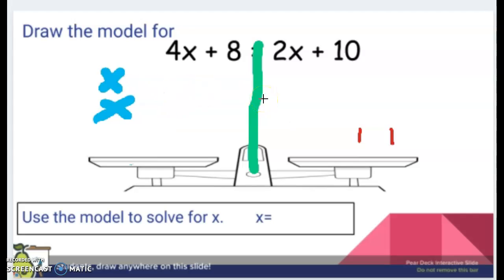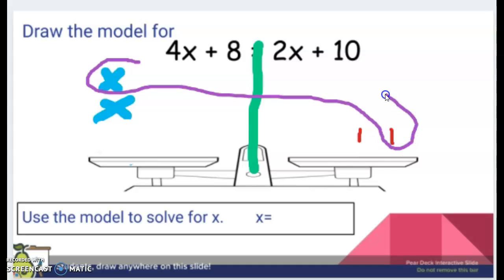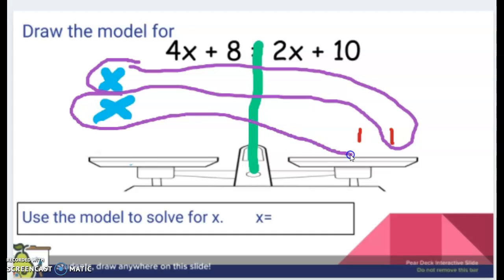Okay, so now I have to evenly distribute what I'm left with. That means that each x has to get the same amount of whatever it is that I have left over here. So what I like to do is pick another color and I'm going to group them together. So I know that this x gets this one over here, and I know that this x gets this one that's left right there. So then I know that x is equal to 1.